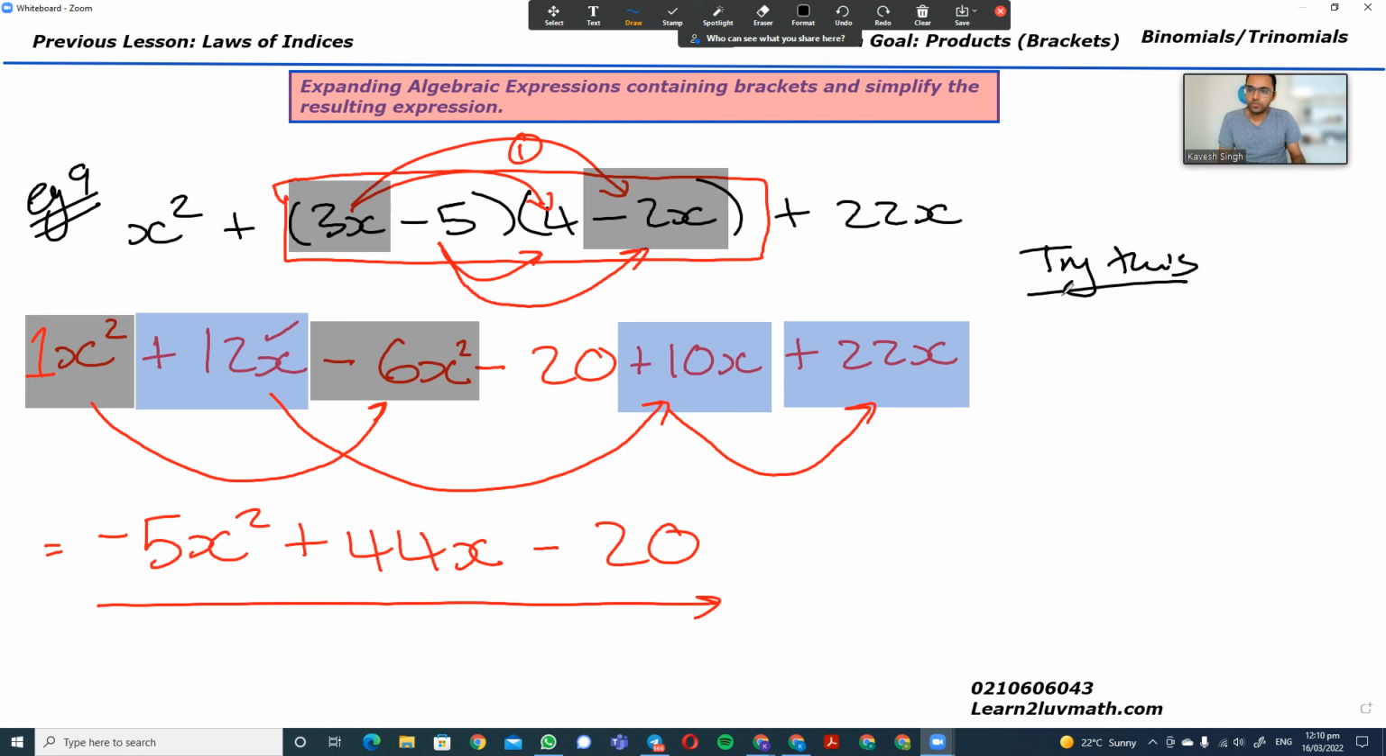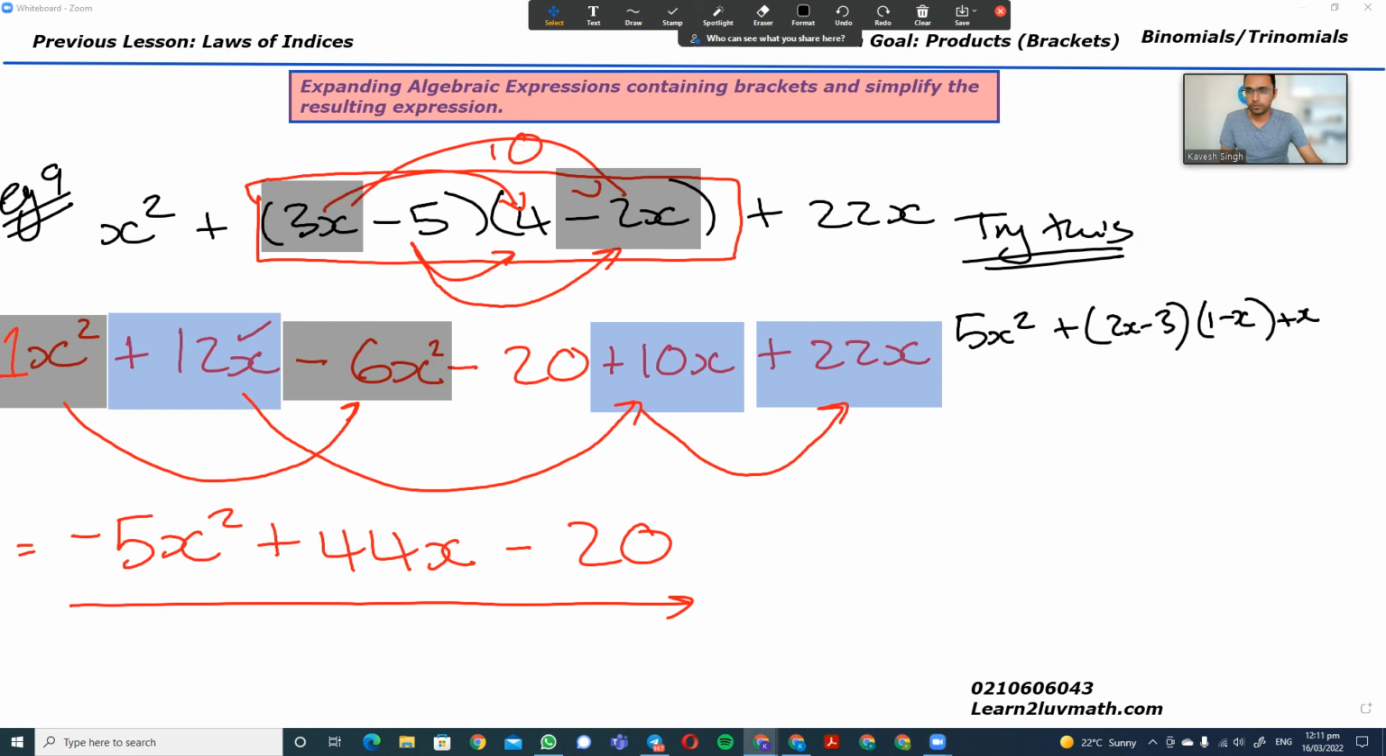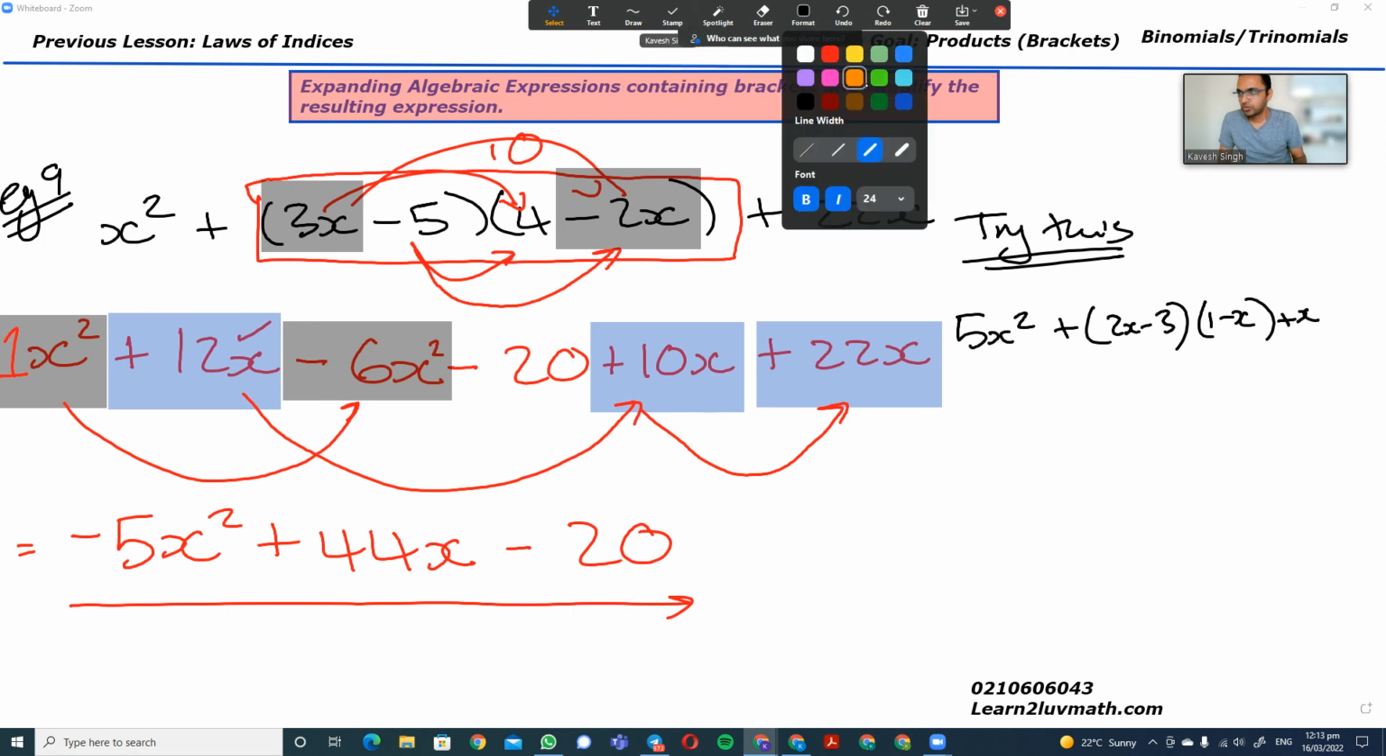Now try this question similar to this one here. Let's suppose you have 5x squared plus 2x minus 3, 1 minus x plus x. Okay, if you can see that. All right, I'm going to press pause, try that. Okay, press pause.